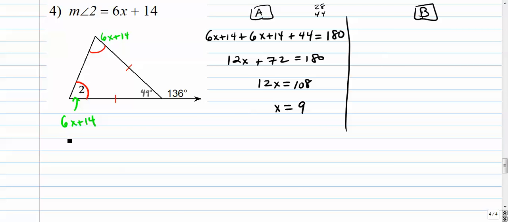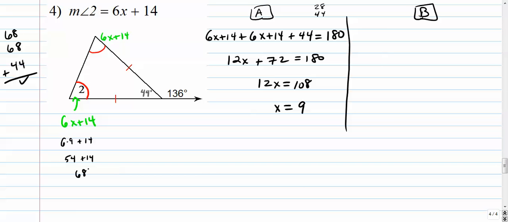Alright, you can check that. You check it back in here. 6 times 9 plus 14, that's 54 plus 14, that's 68. So 68 plus 68 plus 44, that should equal 180. So that's 136, yeah, that works.